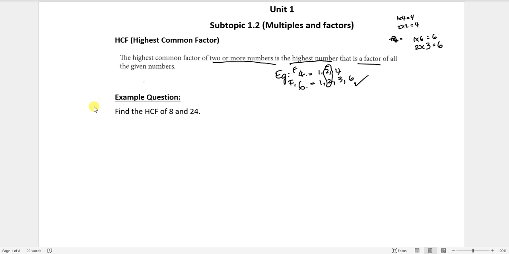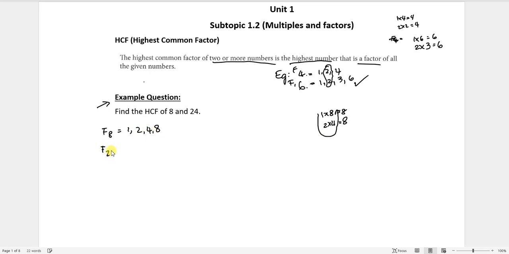So let's try an example question from the textbook. Find the HCF of 8 and 24. First we're going to find the factors of 8. 1 times 8 is equal to 8. 2 times 4 is equal to 8. So we can write F8 is equal to 1, 2, 4 and 8.